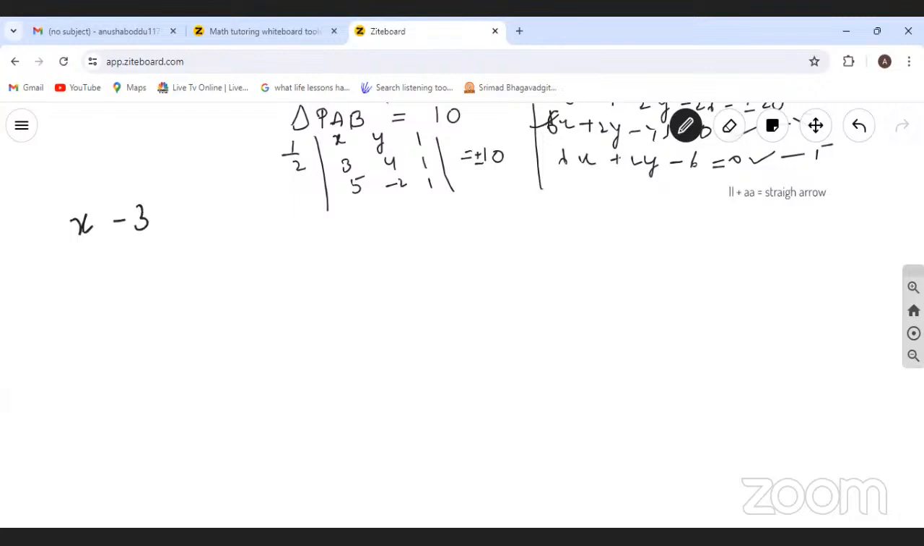Solve x minus 3y minus 1 is equal to 0 and 3x plus y minus 23 is equal to 0. Right. So if you solve these two equations, you will get x is equal to 7 and y is equal to 2.